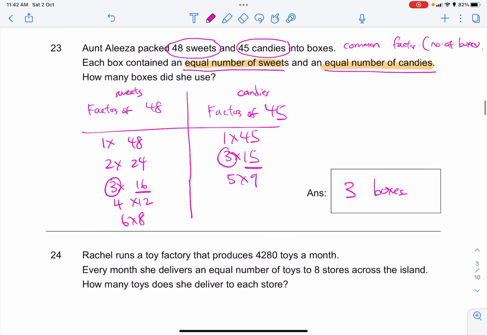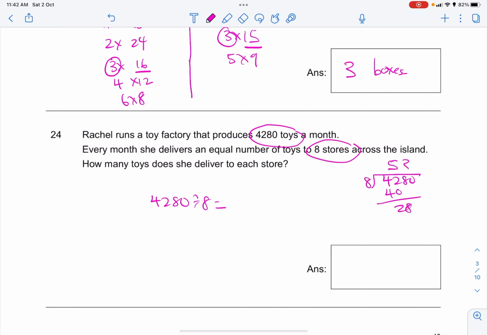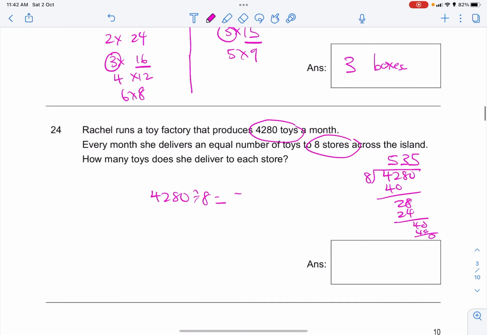Now let's go on to question 24. Rachel has a toy factory. The toy factory is able to make 4,280 toys a month. And then she's going to take these 4,280 toys and divide them across 8 stores. So each store gets how many toys? 4,280 divided by 8. So let's work this out. 5, 40, 28. 3, 24, 40. 5, 40, 0. So 535. So each store receives 535 toys, right?